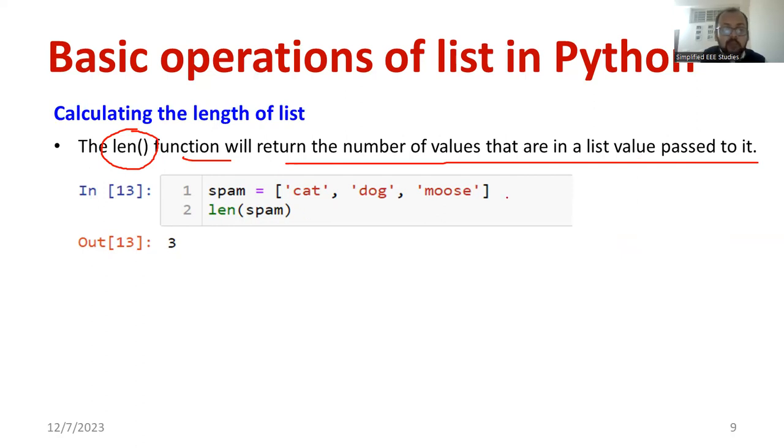For example, spam is one of the lists. Inside, three items are available. So if I do len of spam, it will tell how many items are present inside the list. So please take care of this operation.